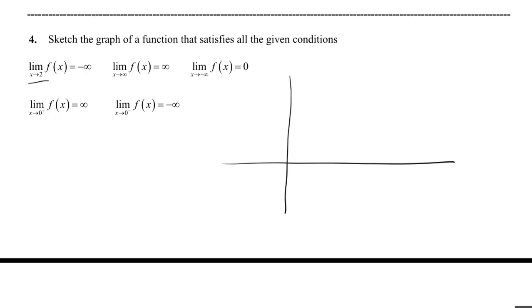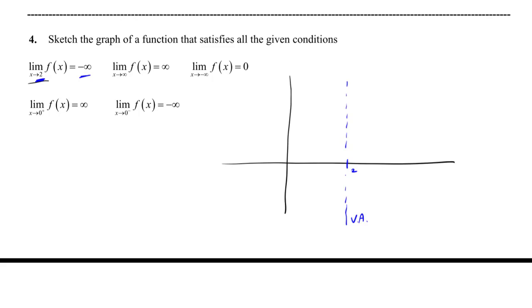Limit as x approaches 2 of f of x is negative infinity. That means that as I approach 2 from either direction, before it or after it, right or left, I get negative infinity. Well, that's telling me there's a vertical asymptote at 2. So let's put 2 here. All right, and so I have a vertical asymptote there.